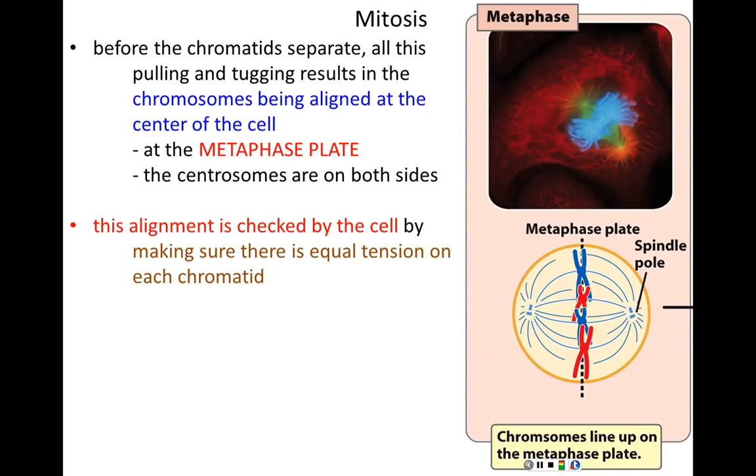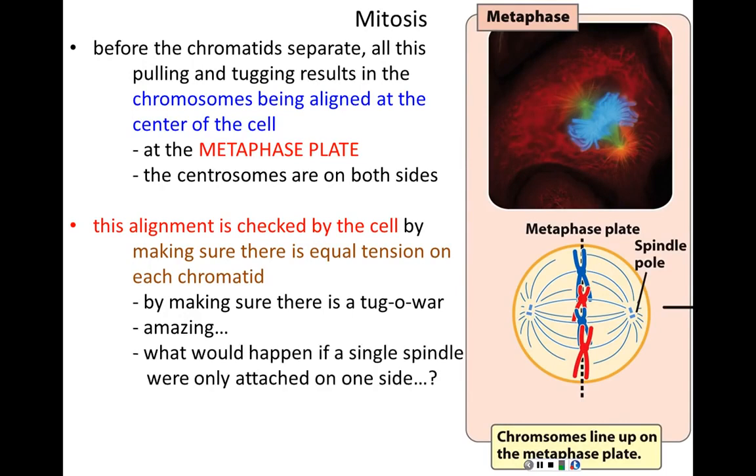The cell checks this lining up by simply measuring that there is equal tension on each of the sister chromatids, making sure that there truly is a tug of war. It's amazing. Think about all that's going on here. This is happening inside of you right now. Wherever you're sitting, wherever you're listening to this lecture, some of your cells are actively dividing. Your skin cells, the cells of your digestive system, those cells are actively dividing. So right now, all of this complexity is occurring in some of your cells.